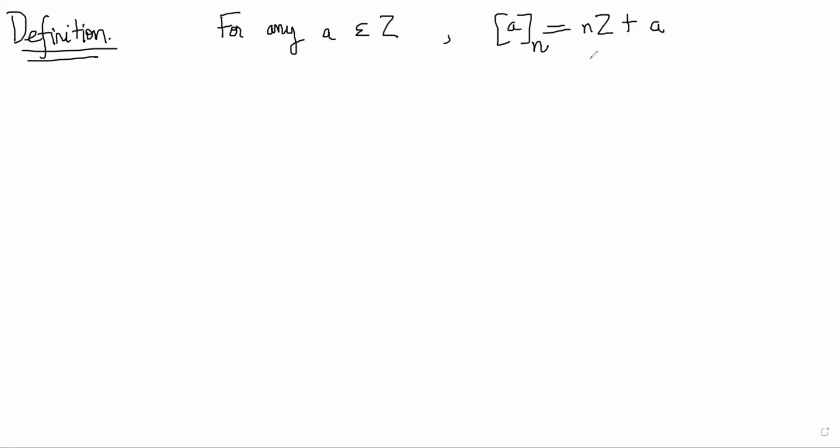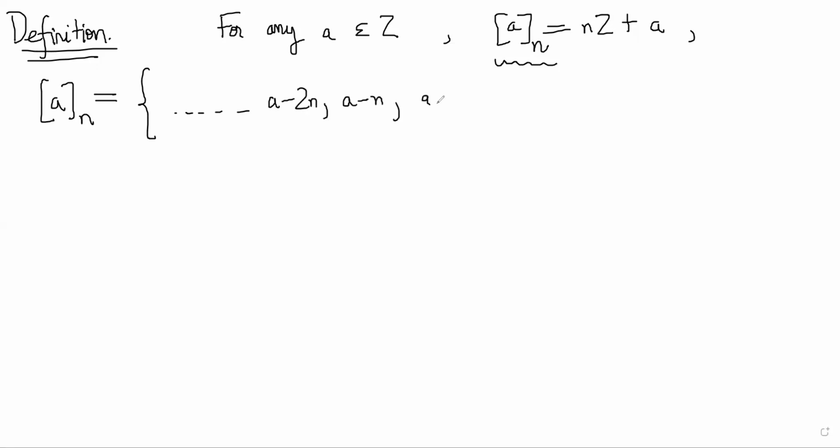So the definition here is stated like this. For any a belonging to Z, you can say a modulo n is nZ plus a. So this is a set basically. The set a modulo n is the set of numbers like this: a minus 2n, a minus n, a plus n, a plus 2n, and so on.